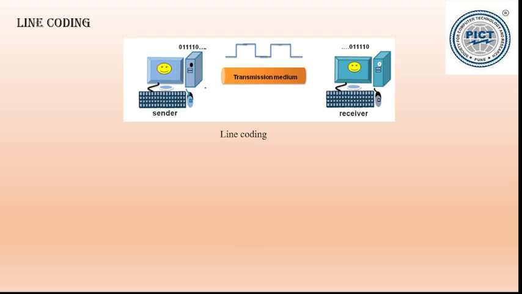So this is a sender end, this is a receiving end. This is indicating what a line coding is. Sender is transmitting the bits through the transmission medium in the form of binary bits 0, 1, 1, 1, 1, 0. At the receiving end, the same bits are decoded in the reverse, that is 0, 1, 1, 1, 1, 0. To effectively transfer the binary bits from the transmission medium, line coding techniques are used.